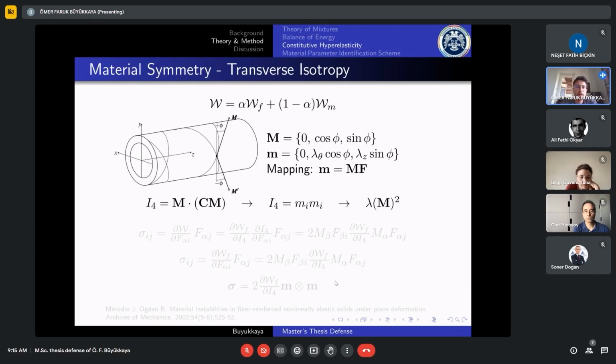For the anisotropic part, we need to define a direction vector for the fibers. The direction of the first family of fibers is represented by capital M. In the reference configuration, they are aligned such that they are wrapped around the z-axis and they are perpendicular to the r direction, the radial direction, and their alignment is measured from a plane normal to the z-axis.